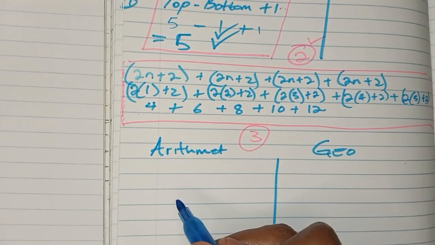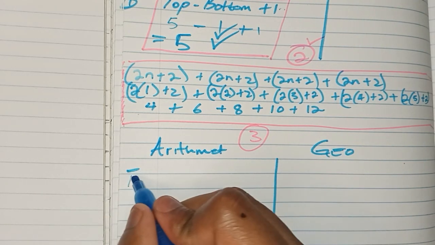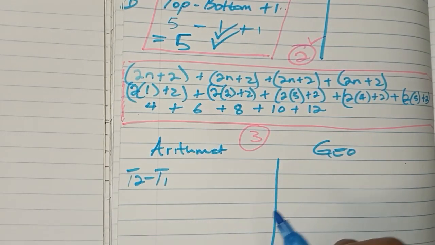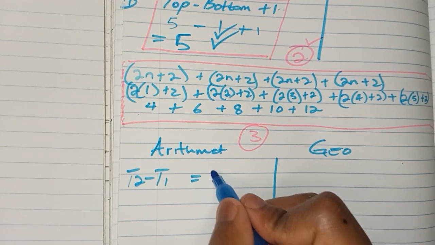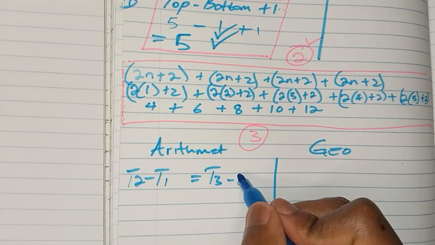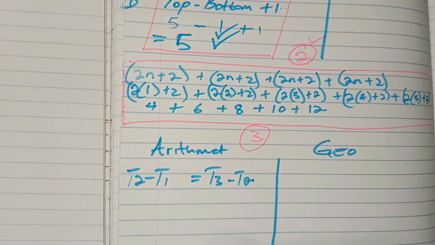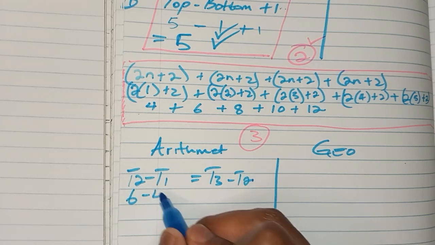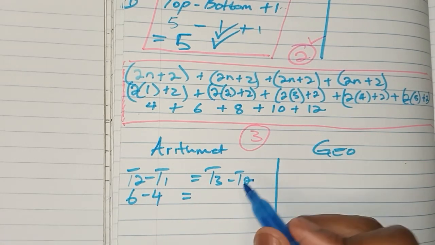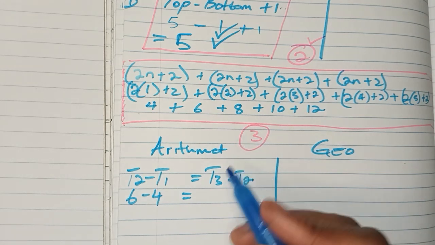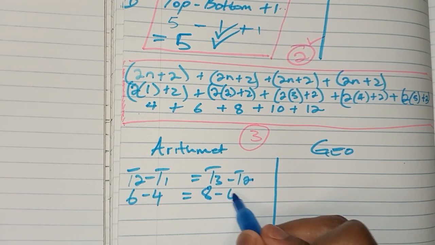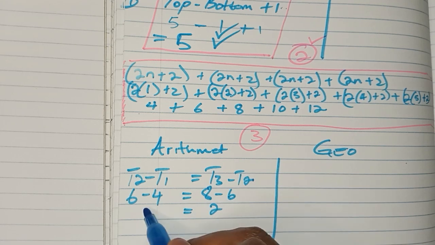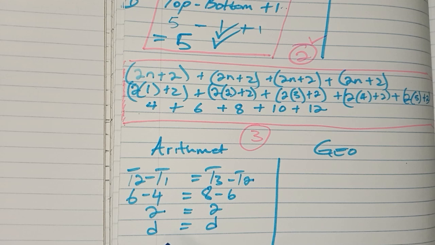So for arithmetic we say t2 minus t1, right, is equal to t3 minus t2, right? So let us do that real quick. And t2 is going to be 6 minus 4 is equal to 8 minus 6. So this is 2 is equal to 2. That is our difference. The difference is 2 is equal to 2. So it is obvious that our difference is 2, right?